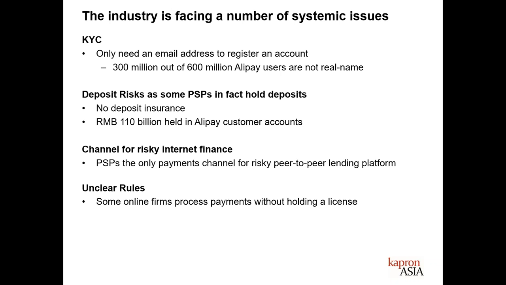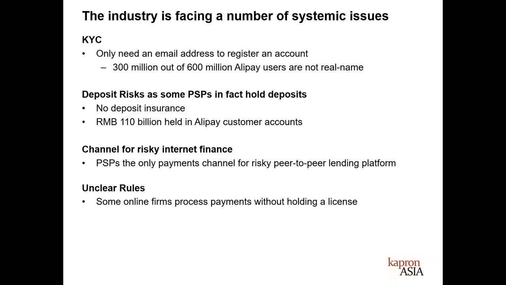Right. Second are the deposit risks. So basically what happened in China is that many of these PSPs in fact hold funds of their users. They hold these deposits, but these deposits are not covered by the insurance, while bank deposits are covered by the insurance. And the sums are very substantial. For instance, Alipay holds as much as 110 RMB billion of customer accounts.